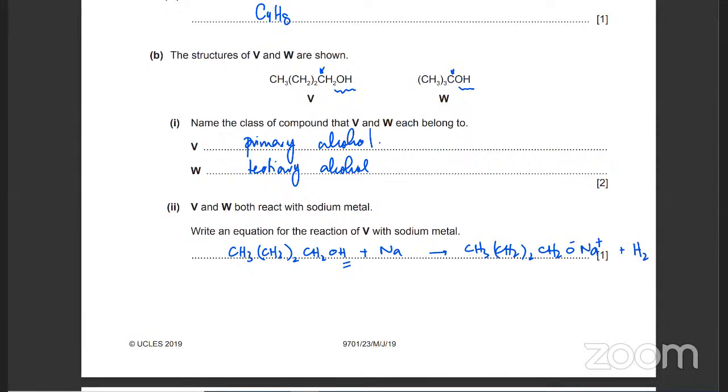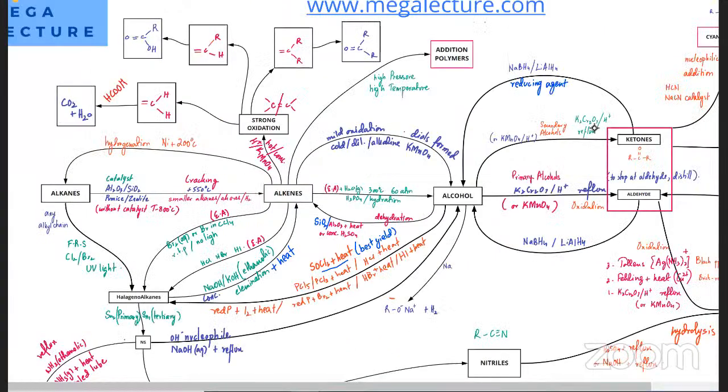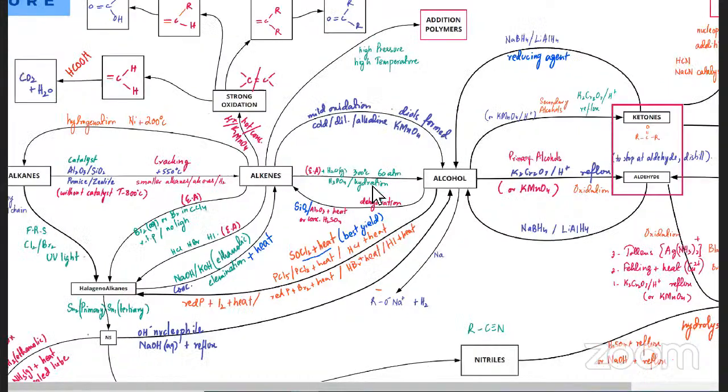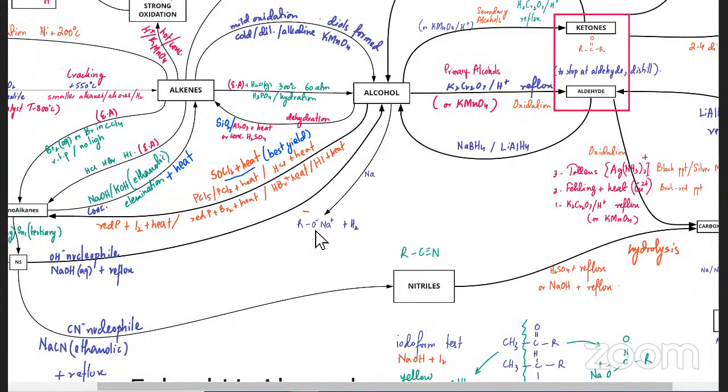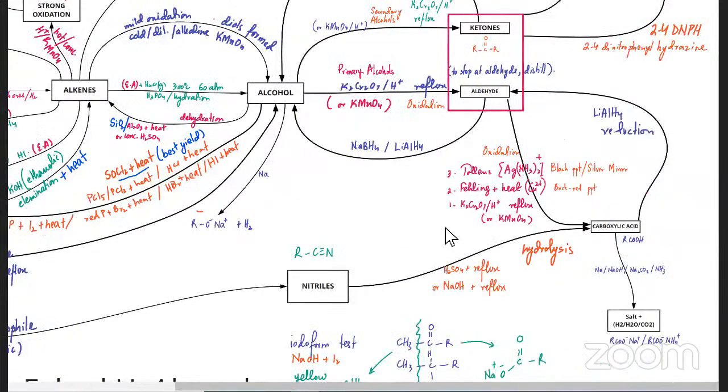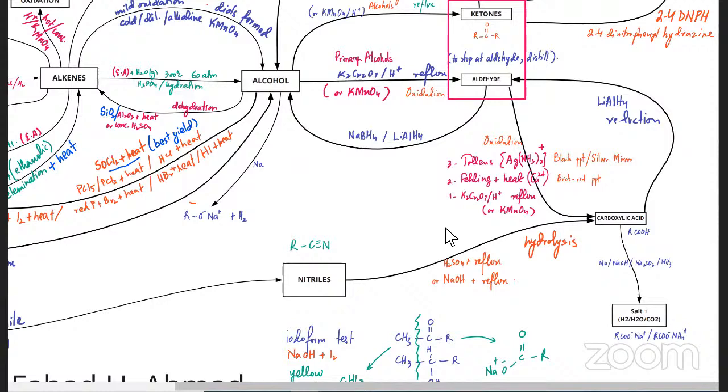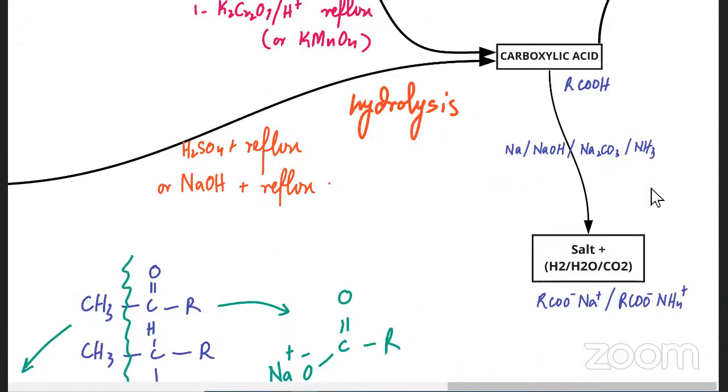So remember this. Two things react with sodium metal. One of them is an alcohol. Alcohols react with sodium metal, and the OH changes into O⁻ and Na⁺. And the other one is carboxylic acids. Carboxylic acids not only react with sodium metal, they also react with sodium hydroxide, which is a base, sodium carbonate as well, and ammonia as well. So in all cases, they end up forming a salt. With the metal, they produce hydrogen. With a base, it produces water, and with carbonate it produces carbon dioxide as well.